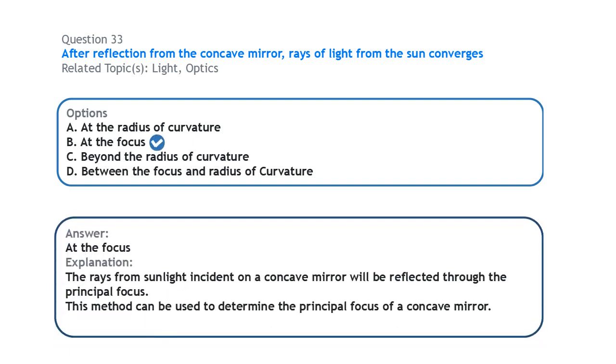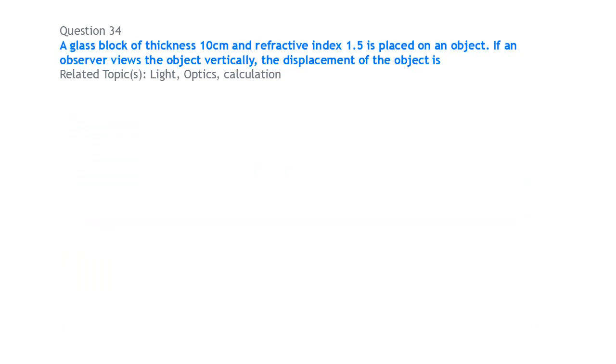After reflection from the concave mirror, rays of light from the sun converge at the principal focus. This is one of the methods used to determine the principal focus of a concave mirror. The concave mirror is made to face the sun. The point where the light rays coming from the sun converge after they reflect from the concave mirror gives us the principal focus of the concave mirror. So this is one of the ways to determine the principal focus and the focal length of a concave mirror.